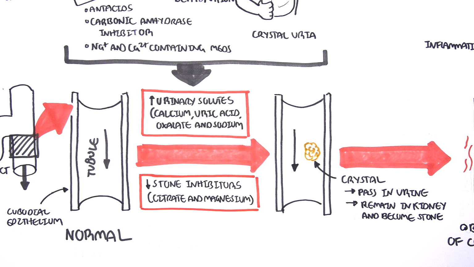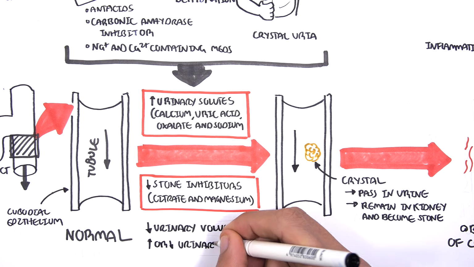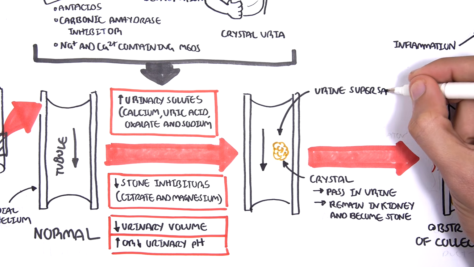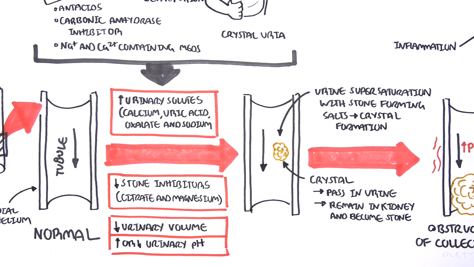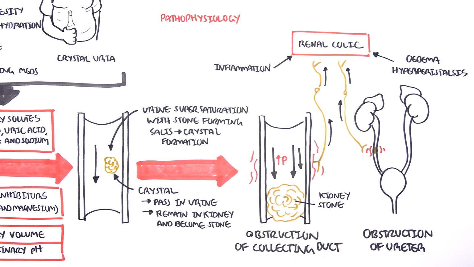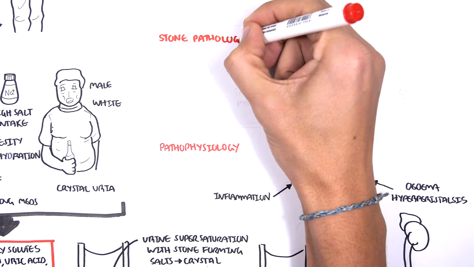A decrease in urinary volume, such as in dehydration, and an excessive increase or decrease in urinary pH also contributes to urine supersaturation. So in summary, urine supersaturation with stone-forming salts results in crystal formation, urinary stone formation. And as I mentioned, there are a lot of types of urinary forming salts, such as calcium, uric acid, and oxalate. And because of this, there are many types of kidney stones.